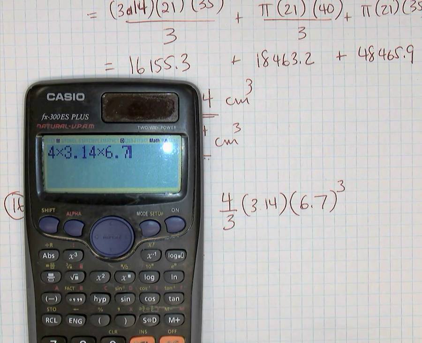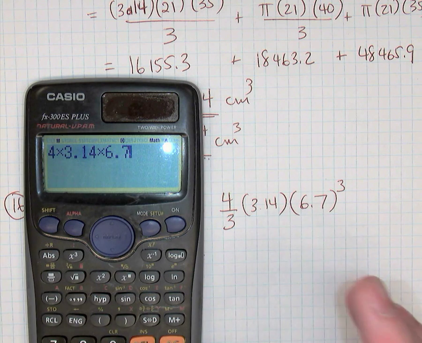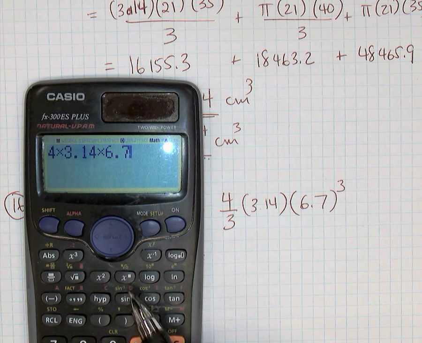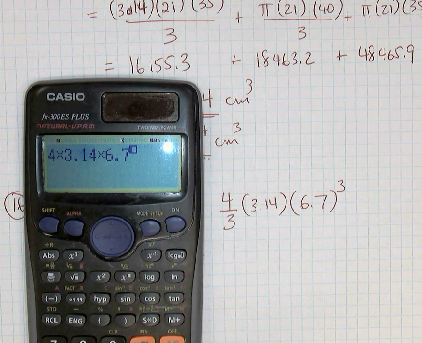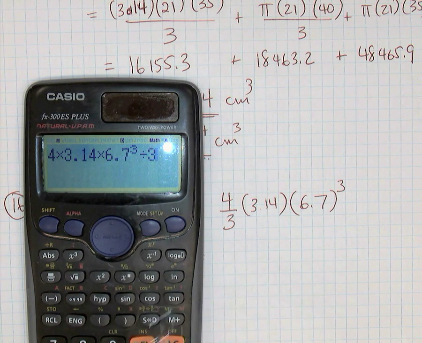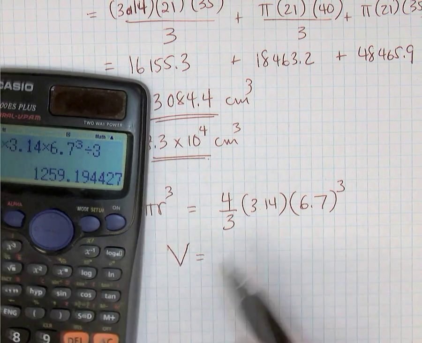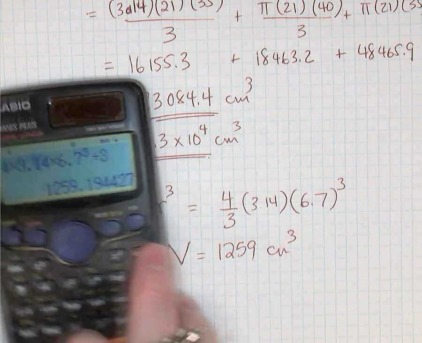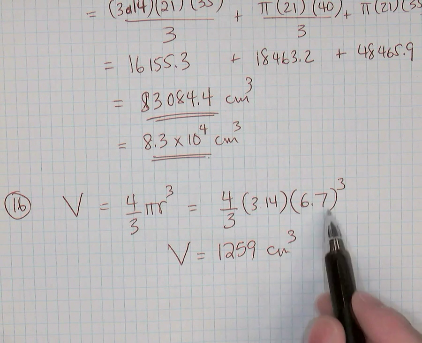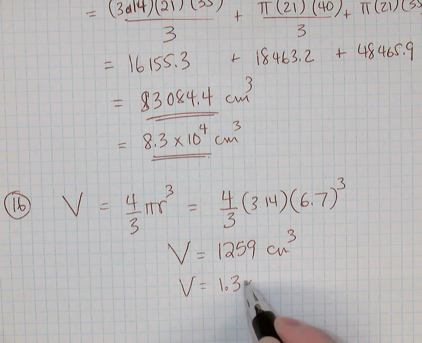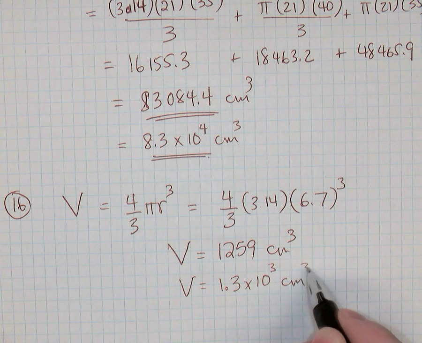Now every calculator is going to do this slightly different. You could do 6.7 times 6.7 times 6.7. That would be cubing it. But on this calculator, there's a little button x to the power of, so that's what I'm going to use, to the power of 3 and then divide by 3. So 4 times pi times r cubed divided by 3. 1259.19 cubic centimeters. And of course we should only keep 2 significant digits because of the radius, 6.7. So the volume will equal 1.3 times 10 to the 3 cubic centimeters.